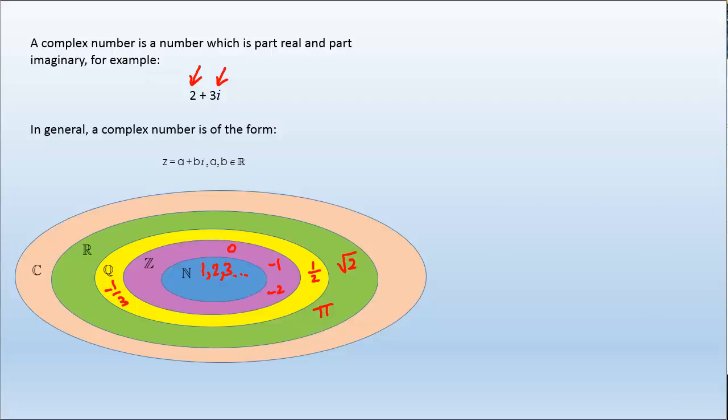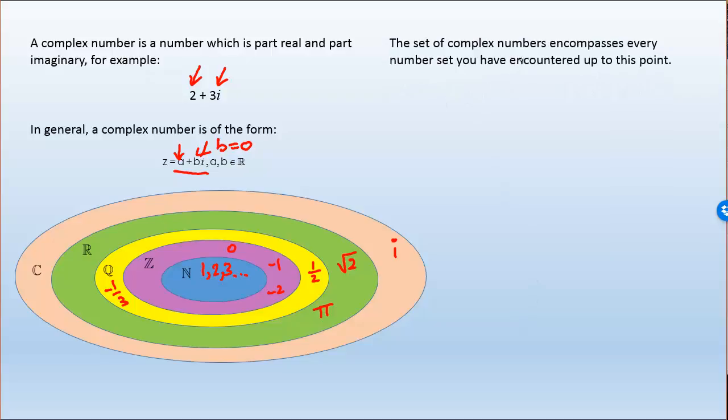One may view all of the real numbers as just being a complex number where b is equal to 0. So we have a 0 imaginary part. Imaginary numbers like i are in the complex numbers. They're complex numbers where the real part is equal to 0.